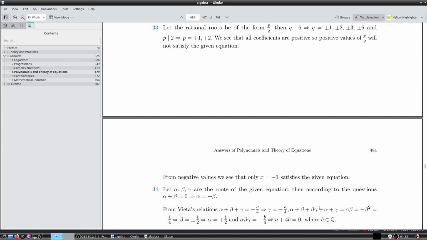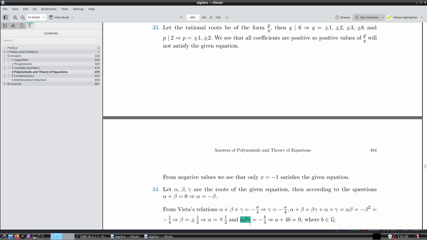So that would be equal to alpha beta, and that will be eventually equal to minus beta square. So that would be minus 1 by 4. So beta would be plus minus half. So alpha would be minus plus half. So alpha beta gamma will become minus b by 4.